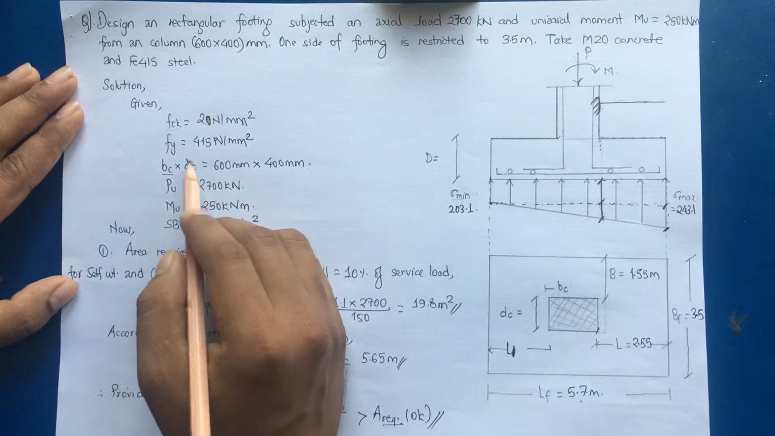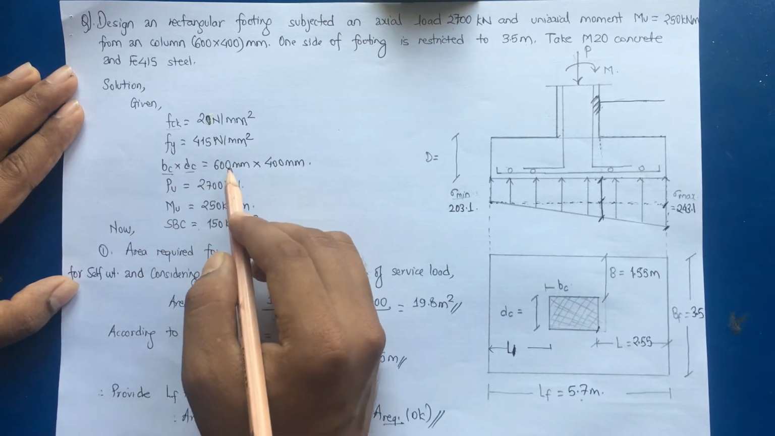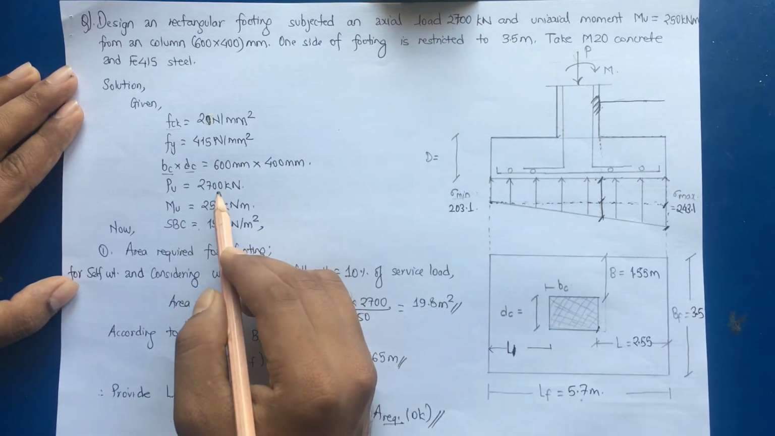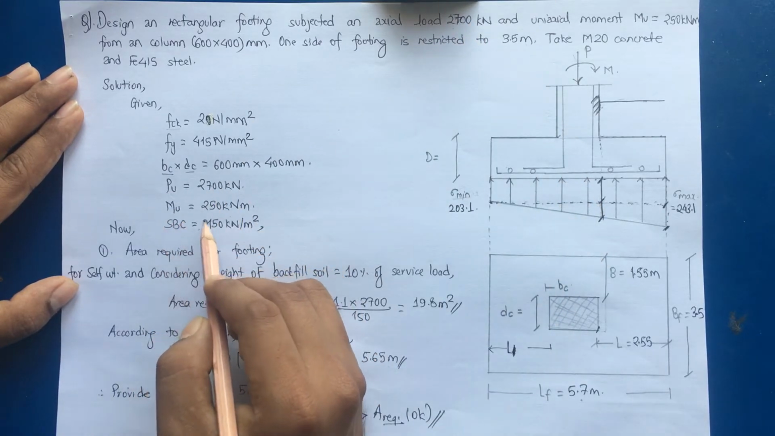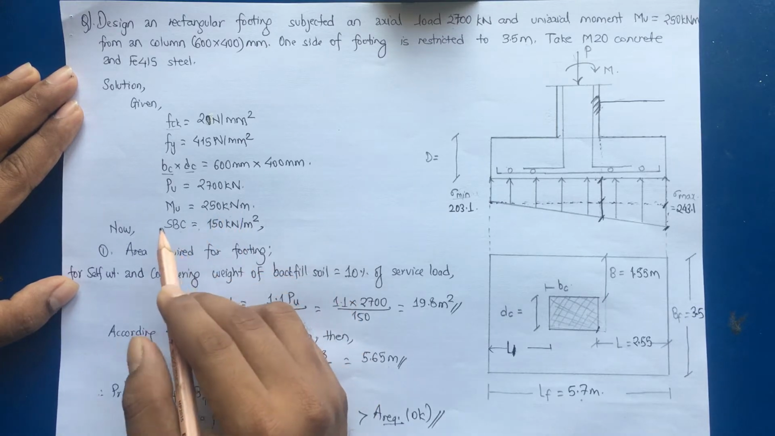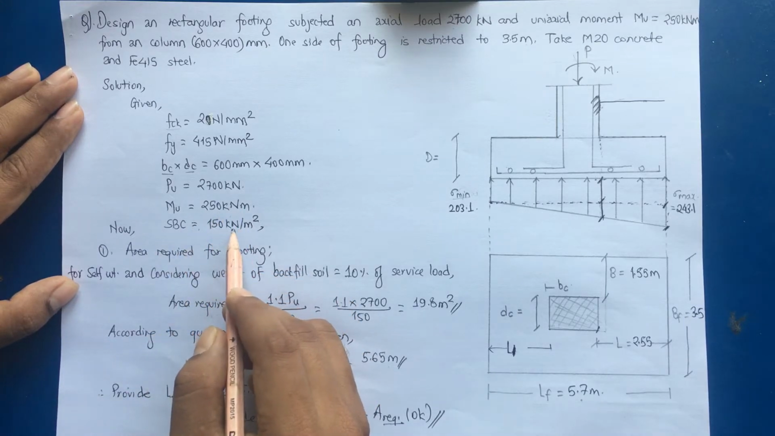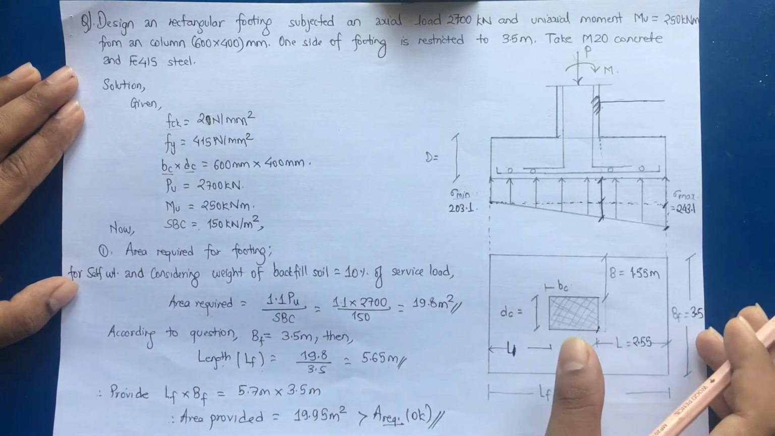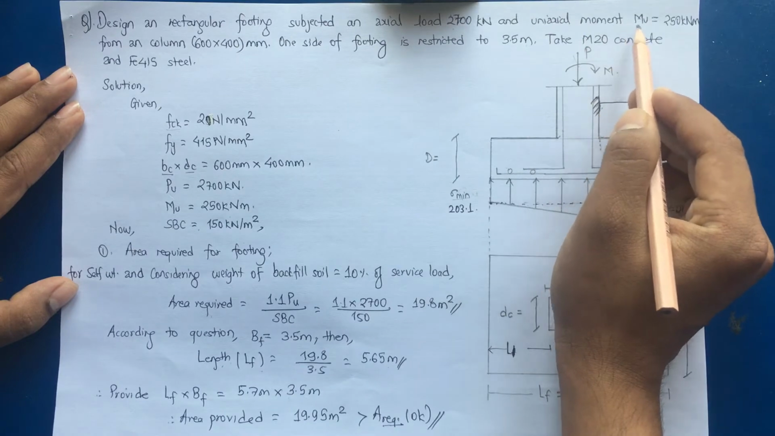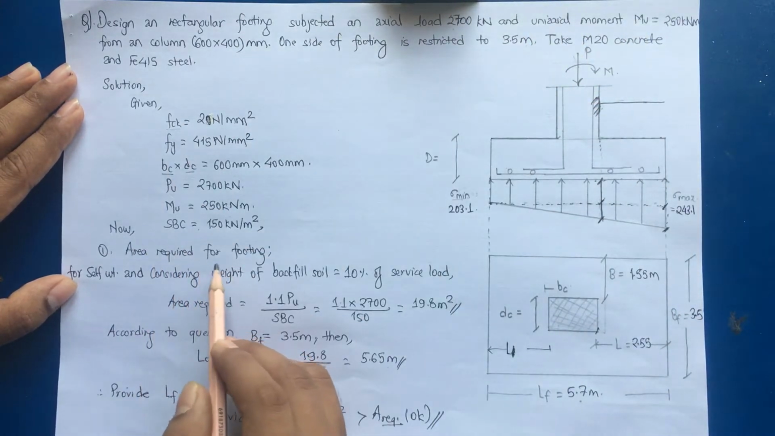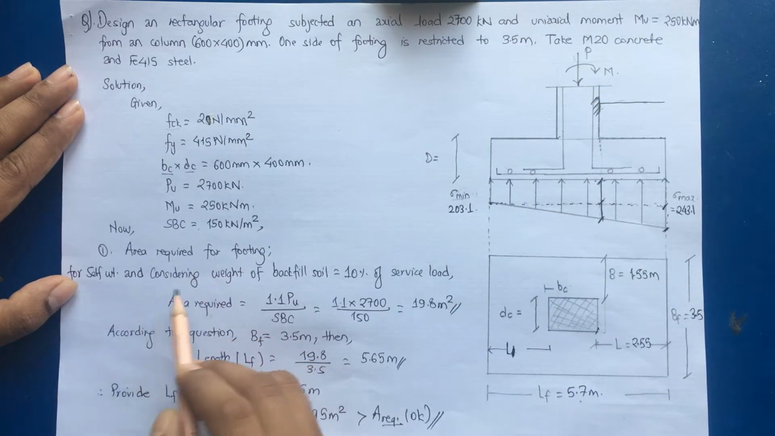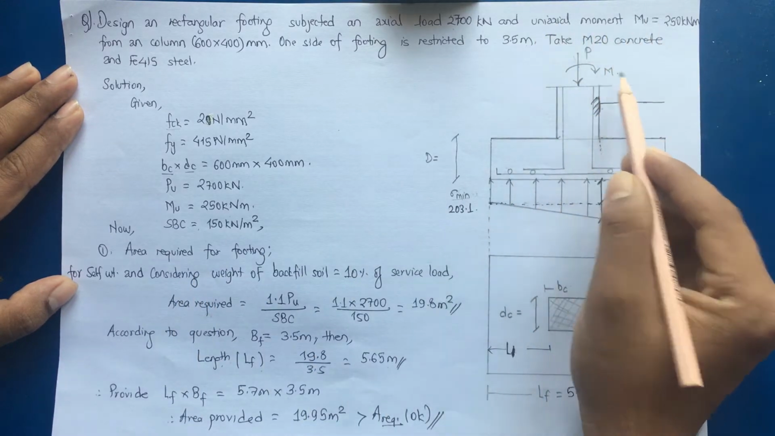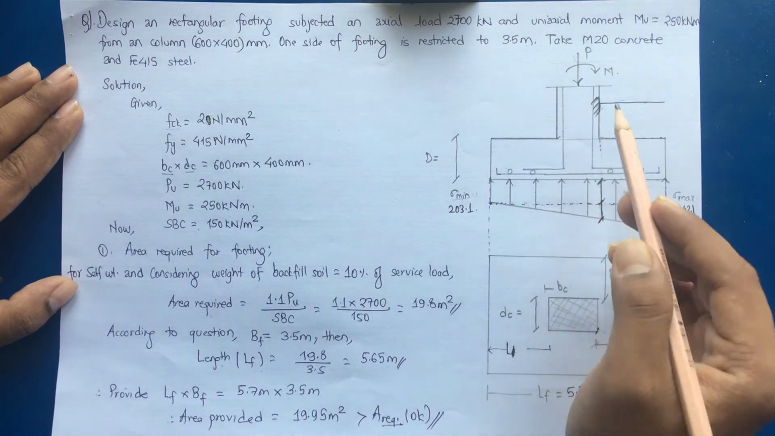Bc into Dc, this is the dimension of the column, longer side as Bc, so this is 600 by 400. Pu, this is the service load, so 2700 kilonewton, and similarly the unfactored moment is 250 kilonewton meter. Soil bearing capacity is given as 150 kilonewton per meter square. Now before designing, one thing we have to understand is, for uniaxial moment, the length of the footing, or the longer side of the footing, is provided in the direction of the moment. So we are taking L in the direction of the moment.